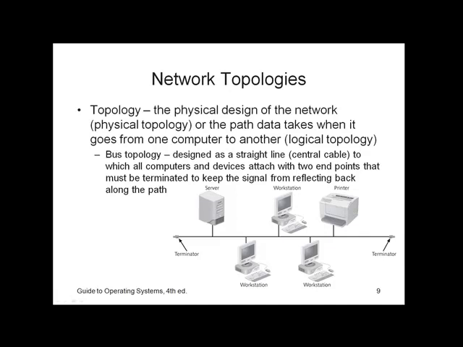Now, a bus topology is generally considered a straight line approach to networking. It involves a central cable, which is generally referred to in a diagram as the straight line, to which all the computers and devices will attach, with two endpoints that must be terminated to keep the signal from reflecting back along the path.